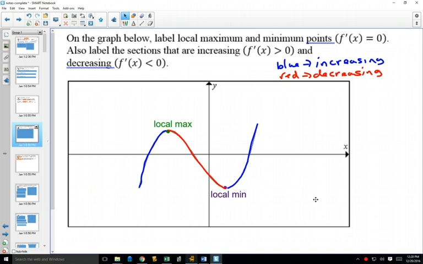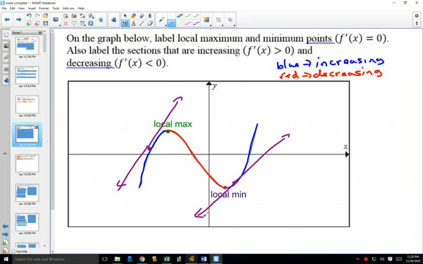One thing you can notice is if you pick any point on the blue section, so if I pick this point right here and I draw a tangent, can you see that the slope of that tangent line is positive? If I pick another point on another part of the blue line and draw a tangent, the slope of that tangent is positive. But any time I draw a point on the red part where the function is decreasing, I get a negative slope.